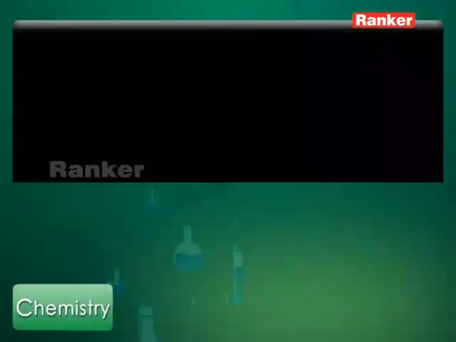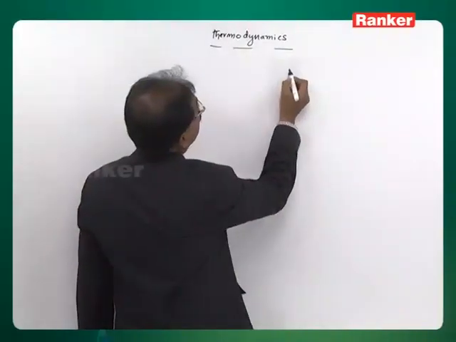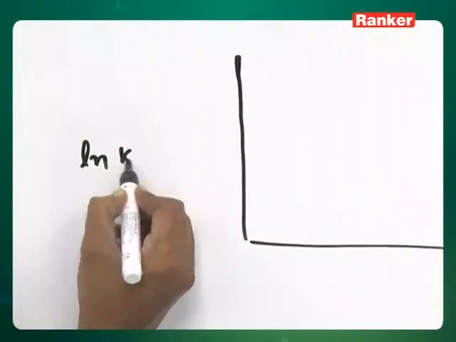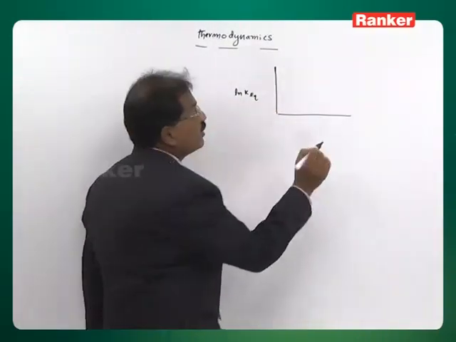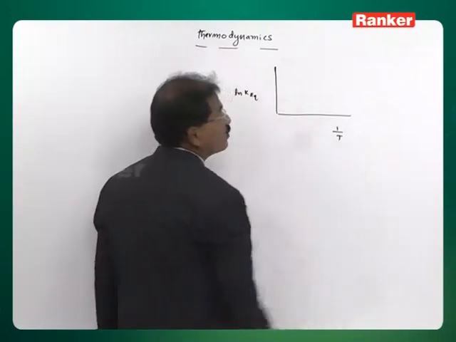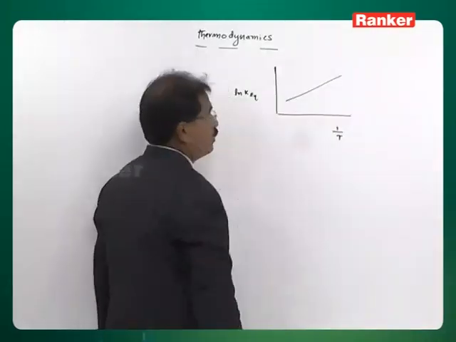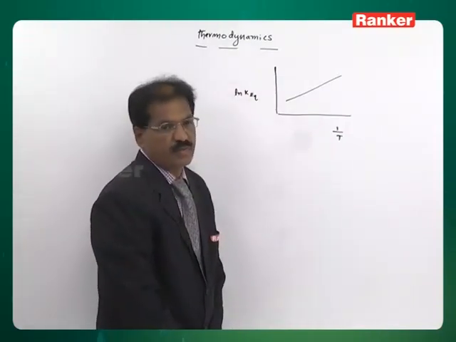Next, question 4. A schematic plot of ln k versus inverse of the temperature for the reaction is shown below. From this graph, we have to select the correct option. Therefore, first let me represent the graph given in the problem. Here on y-axis, they have taken ln k, equilibrium constant, and here inverse of the temperature. The shape of the curve shown in the graph is this one. Based on the shape of the curve, we have to select the correct option given in the problem.